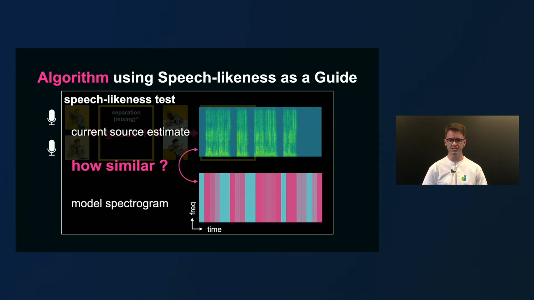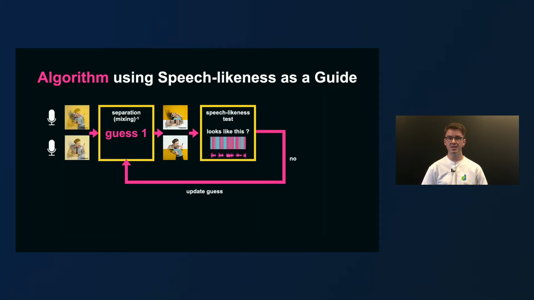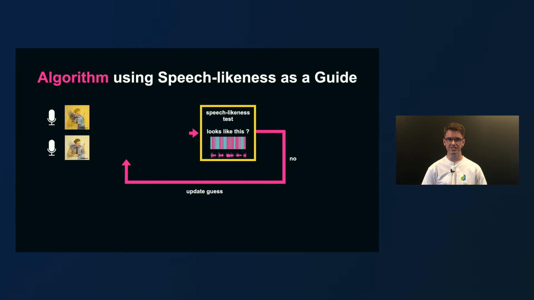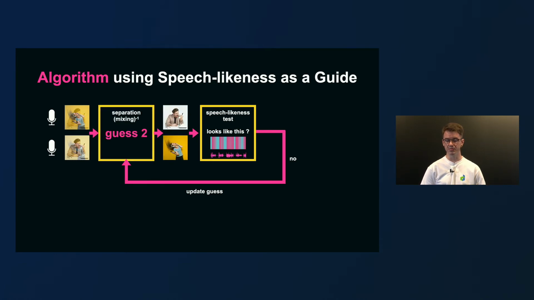Do all the frequencies sort of rise at the same time or not? And then based on this, we will decide what to do next in the algorithm. So maybe it doesn't quite look like speech yet. So okay, we will update our guess to a second guess, guess number 2. And hopefully this guess will be better than the first one. And then we obtain a second estimation for the sources.